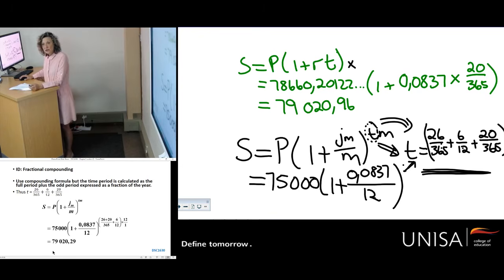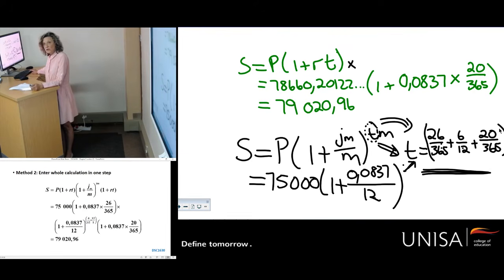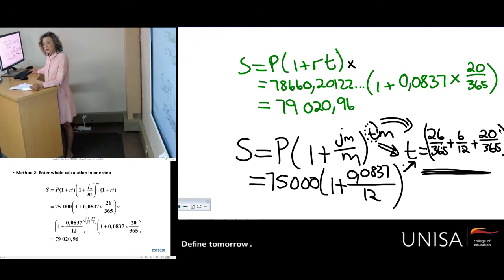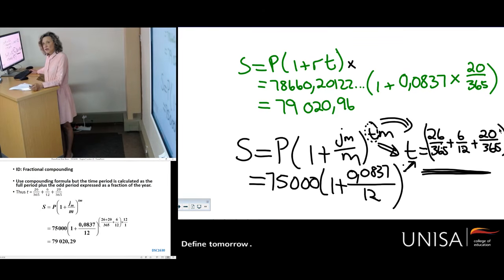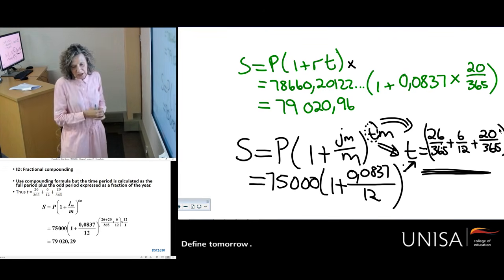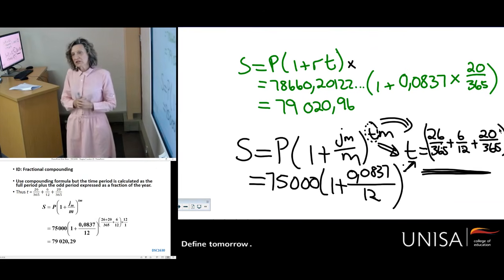Now there I've worked it out, and you can see the answer is 79,020.29. But if we go back to our previous question, method 2, it was 79,096, can you see? And this method gives us 79,002.29. Why? Right. And that's why I say with fractional compounding, you must always be very careful if the bank uses fractional compounding, because it differs.